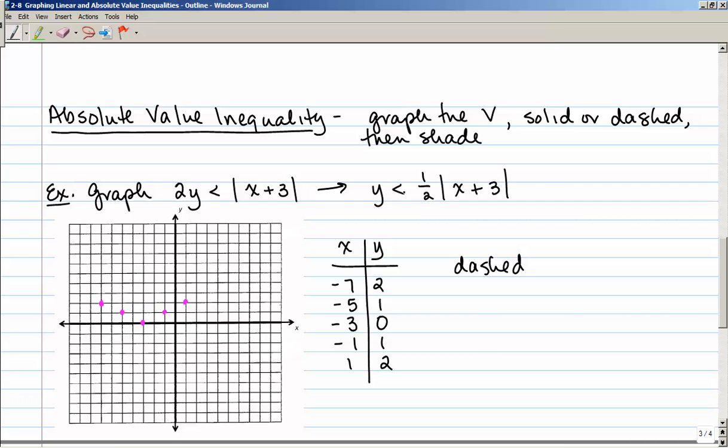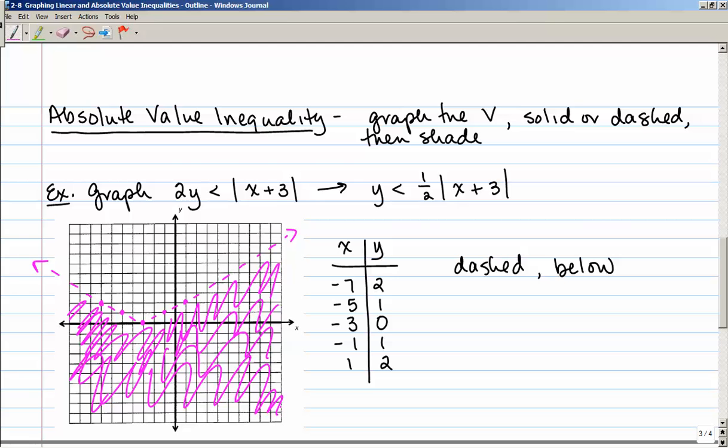And since it's a less than, I'll be shading below where the graph is. Where is the y-axis below the graph? So let's go back and put in some dashes. I'll just kind of extend it out like that. Okay. Now, where is the y-axis below? In this case, it's actually outside of the V. So what I want to shade is all of this down here. That's not real neat, but you can do a neater job in your homework.